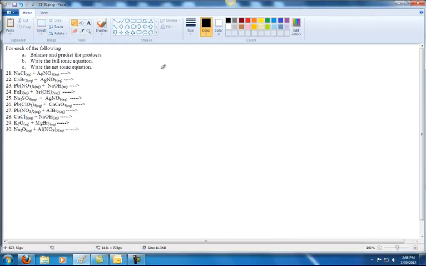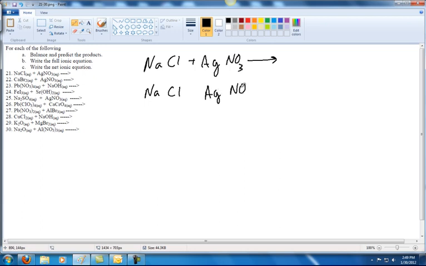Alright, so we're looking now at number 21, and we've got NaCl plus AgNO3. The first thing we want to do is maybe draw a picture and see what these look like so we get an accurate picture of how many there are of each ion. So we've got NaCl, we've got Ag and NO3. Now you've got to remember with NO3 that's a polyatomic ion. That's one NO3 group, not three NOs or anything else like that. So we've only got one of those, and that's going to be important for later.